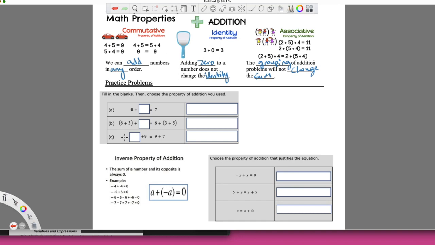All right, so now down here, when you do this on Alex, there's going to be a little drop down to do. On this one, you do have to type the number in. So in this one, we're going to fill in the blanks based on one of these 3 properties, and then we're going to identify which property it was.